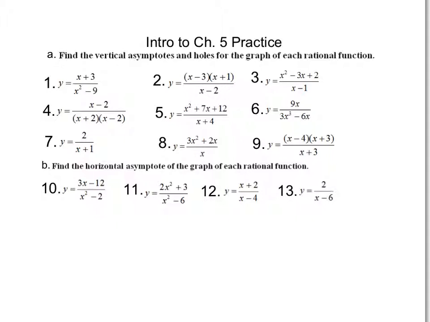Here's your practice on your vertical asymptotes and holes. This is an extremely important section. If you can do this, the rest of the chapter falls into place. So get help from each other as needed. There are hard copies of this if you need it, but these are your 13 problems. If you don't finish in class, then you have homework tonight.